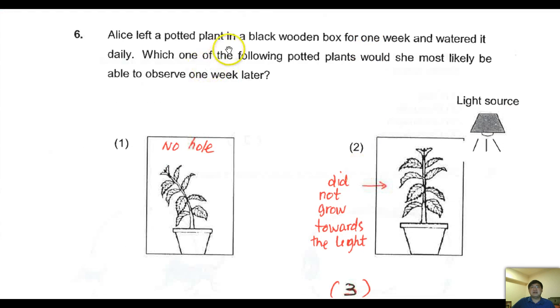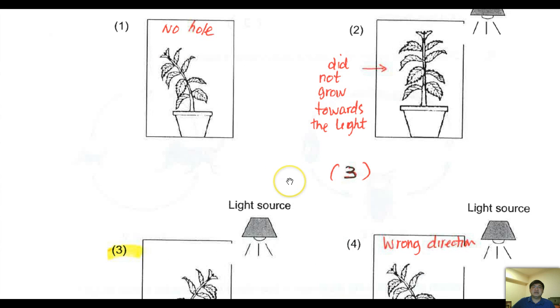Alice left a potted plant in a black wooden box for 1 week and watered it daily. So there are 4 pictures here. It means it is a fair condition for all, right? Some of them did not grow well. It does not mean that they do not have water. So all are given an equal amount of water, right?